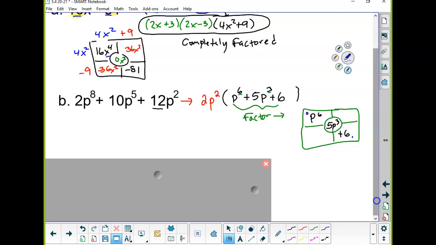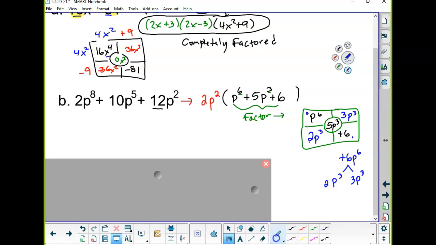So what do we do? We multiply the corners. And then I want to think of what type of factors multiply together to give me 6, but add up to give me 5p to the 3rd. And the hint is it's going to be a p to the 3rd and a p to the 3rd. So what numbers are we looking for? 2 and 3, right? 2 times 3 is 6, but 2 plus 3 is 5. So I'll go 2p to the 3rd and 3p to the 3rd.